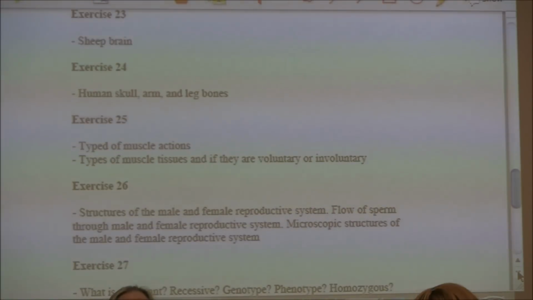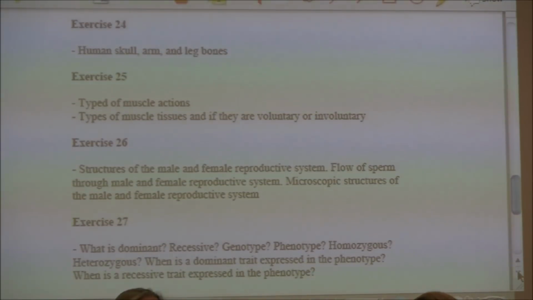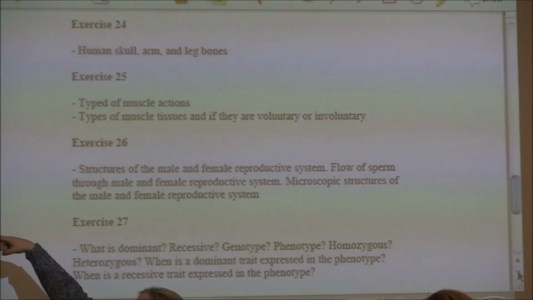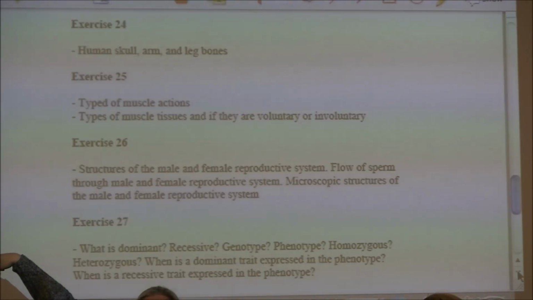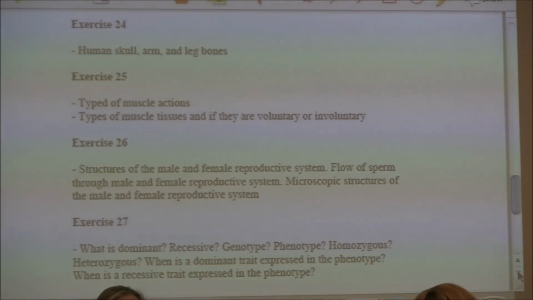Exercise 23, sheep brain, whole and half dissection. Okay? Pictures that we did. Exercise 24, human skull, arm, and leg bones. We've already reviewed those. Okay? You will see the skull on the side and you will see the fully articulated human skeleton. Okay? Yes?